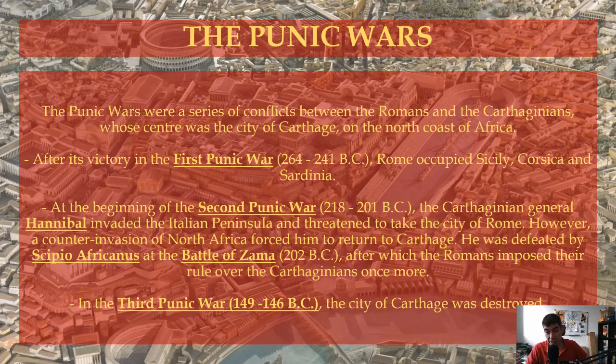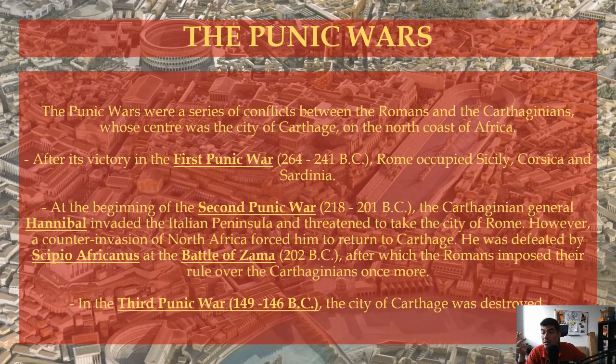The Carthaginian general Hannibal Barca invaded the Italian peninsula from the Iberian peninsula. He went on a land route to the Italian peninsula. He threatened the city of Rome itself with his elephants. However, they were defeated by a counter invasion in North Africa that forced him to return to Carthage, and he was defeated there by Scipio Africanus in the Battle of Zama, in the year 202 BC.